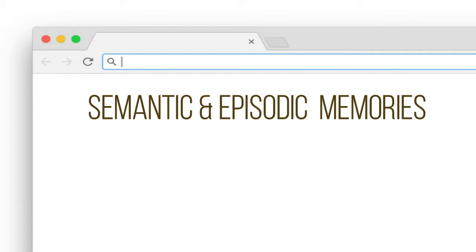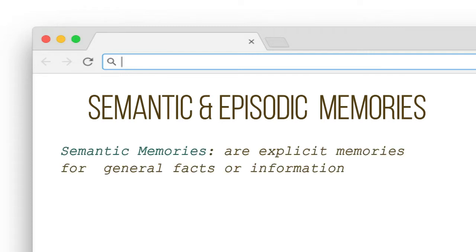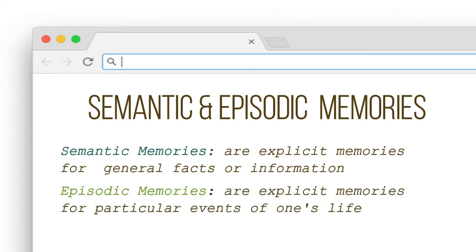Explicit memories fall into two categories, and many of these amnesics tend to have far greater difficulties with one category than the other. Explicit long-term memories come in two varieties. We have the semantic memories, which are explicit memories for general facts or information, and episodic memories, which are explicit memories for particular events, such as episodes of one's life.